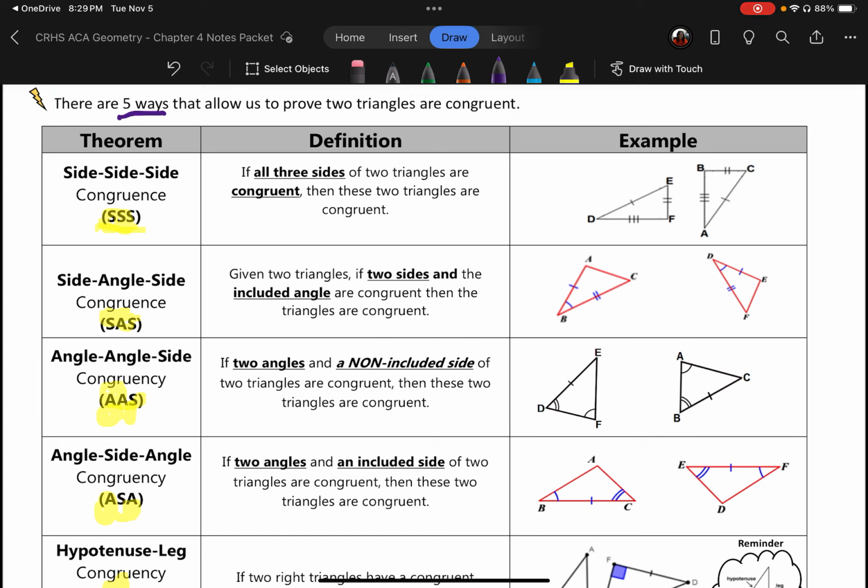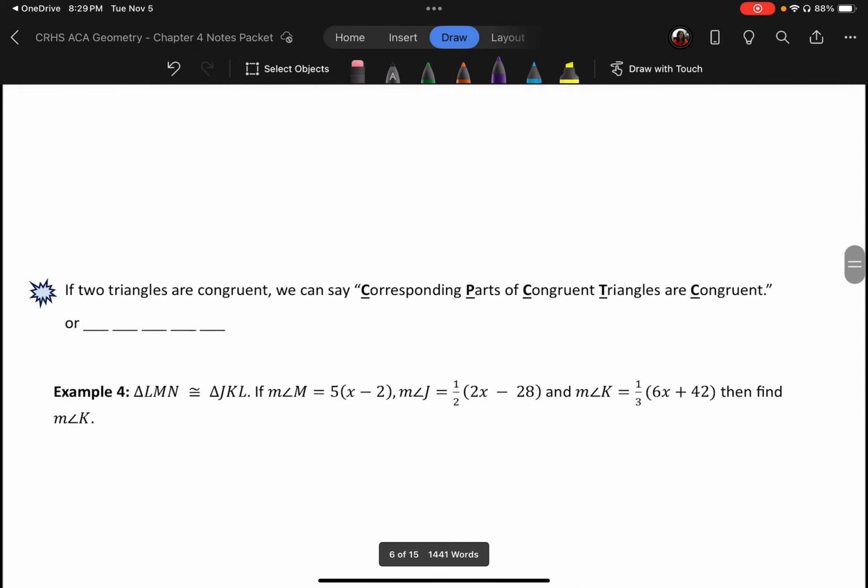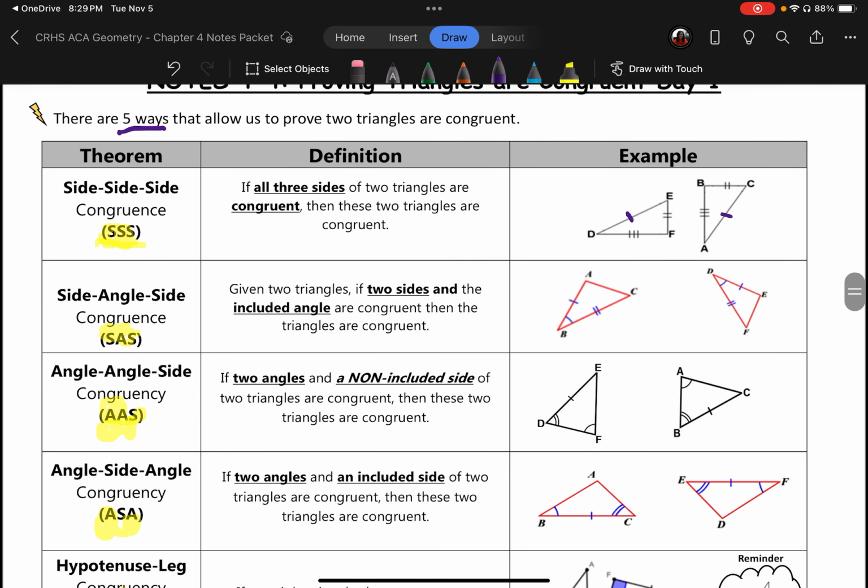So again, what we're looking at is how can we prove that two triangles are congruent? The first way that we can do this is if we look at the definition. If all 3 sides of two triangles are congruent, then that means the two triangles must be congruent. So here's what we're looking at here. If you pay attention here to what I'm marking here in purple, this side with one singular tick mark is congruent to this side with one tick mark. So we can say that these two sides are congruent.